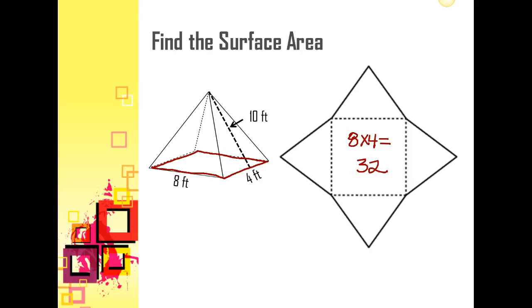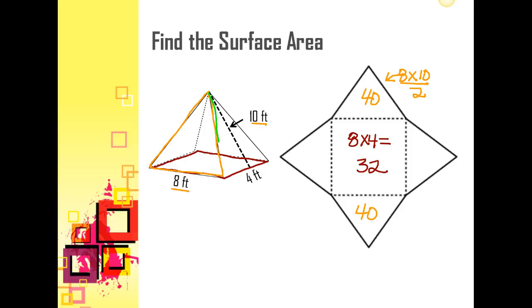Because the base is a rectangle, all four triangles will not be congruent. We will have two of one size and two of another size. Two of the triangles will have a base of 8 feet and a slant height of 10 feet. To calculate the area, we will multiply 8 times 10 and divide by 2, which equals 40 feet squared. This will be true for the opposite triangle as well.